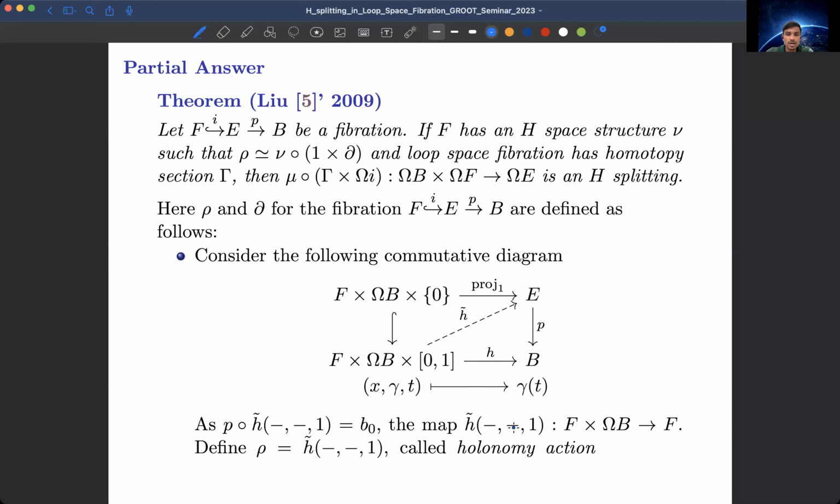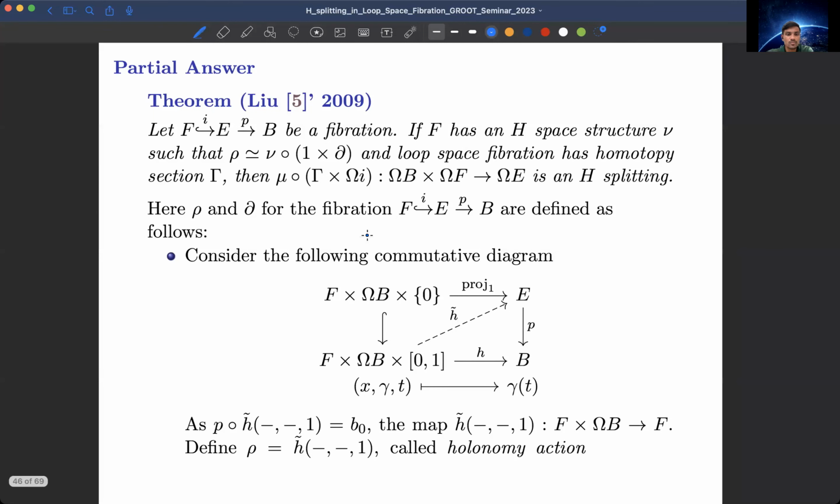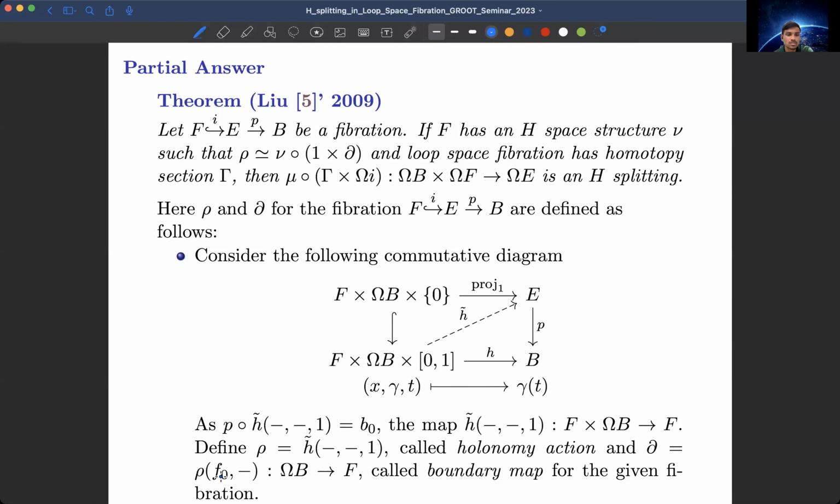So we indeed have a map from F cross omega B to F, and we define that to be my holonomy action rho. Okay, and as I already said, this boundary map is just rho at the fixed base point f0 of F. Okay, so Liu at least partially gave a condition which is more tractable. He also gave some examples of fibrations which satisfy this condition.